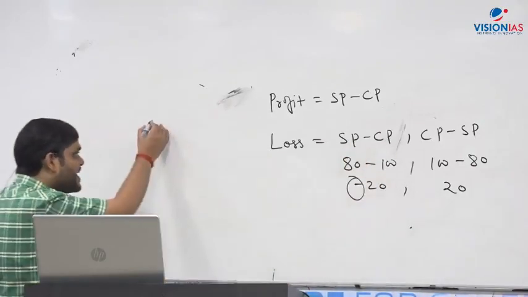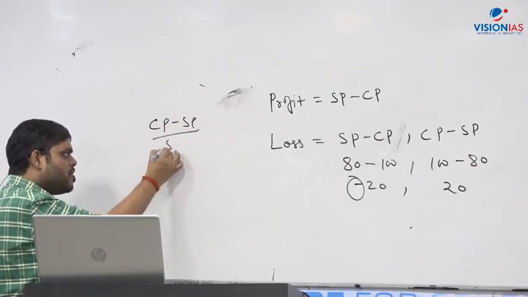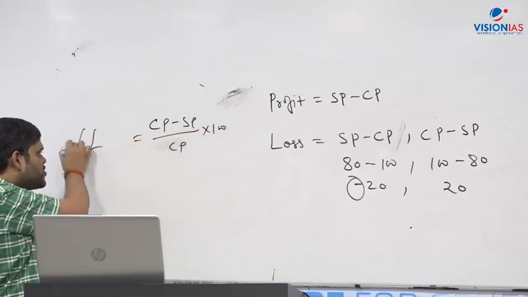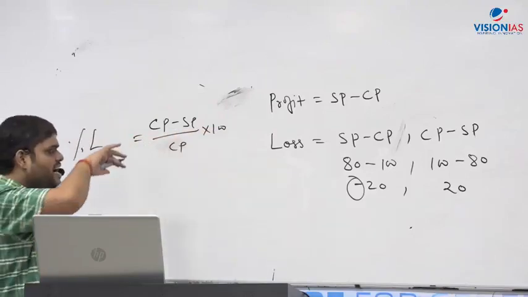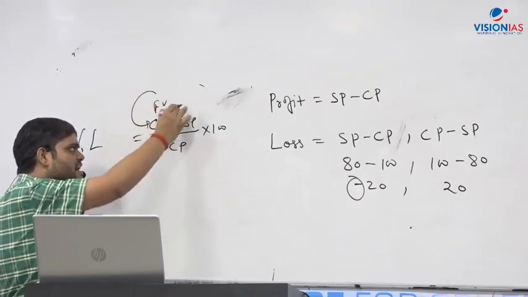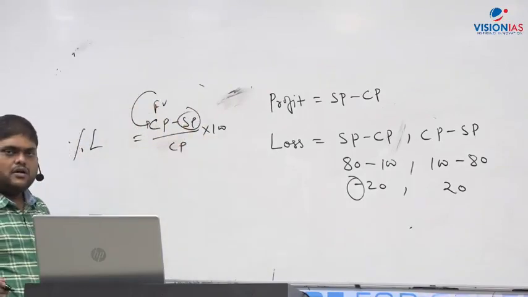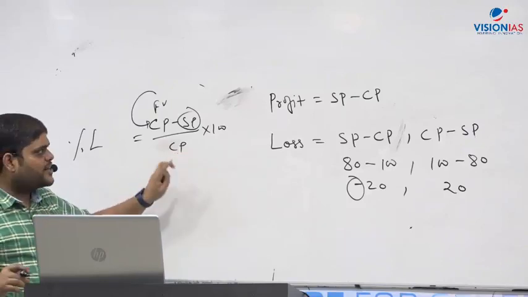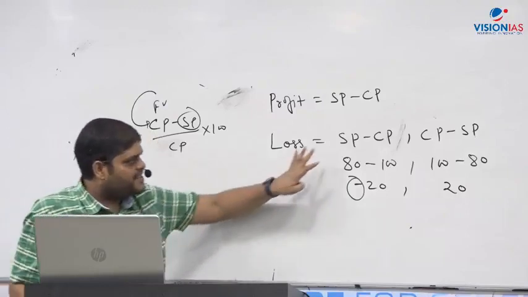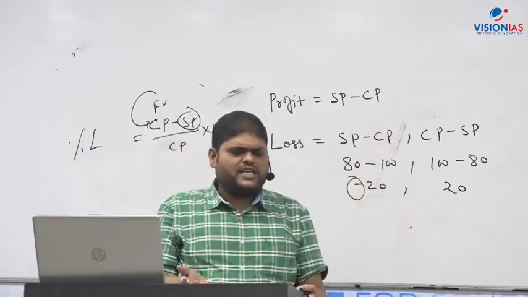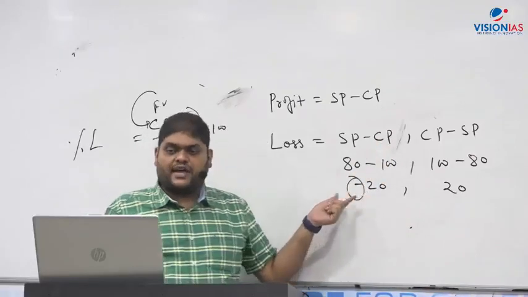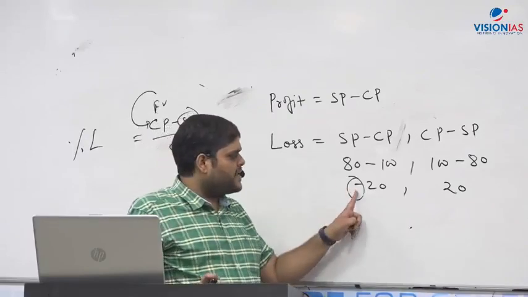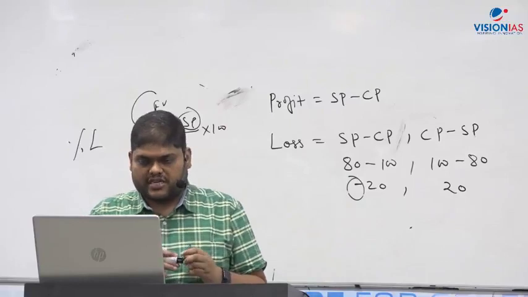Otherwise if I make formula like this, CP minus SP upon CP into 100 is equal to percent of loss, then you will start saying, sir, here it is going wrong, this becomes the final value, and this becomes initial value. Now this is also final value, the whole formula will change. So that's why to make it more synchronized way, I am making it SP minus CP itself. There is no issue with that because this minus sign is showing just a loss. And there is no meaning of this minus sign because already we are saying the loss here.